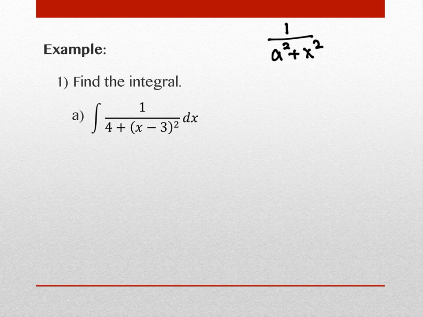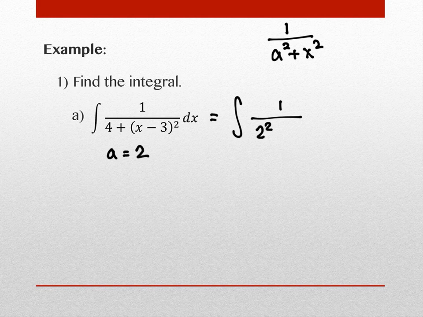So the a is simple enough to deal with. What is a in this problem? A is close to 4. It's 2. A is 2 because 2 squared would give me 4. So if I were to rewrite this and try to get it into the right form, 2 squared is what I would have here. So a is the 2. Okay, is everybody okay with that part?